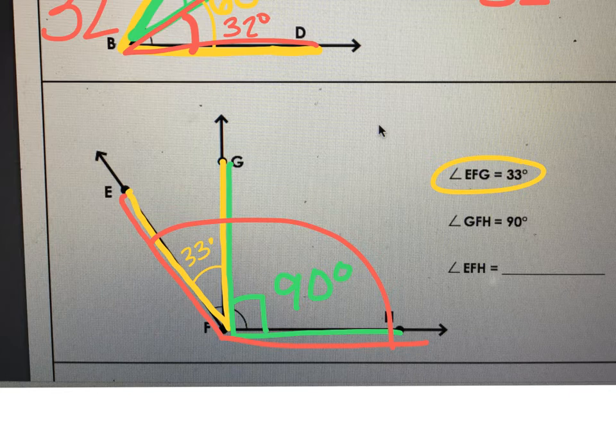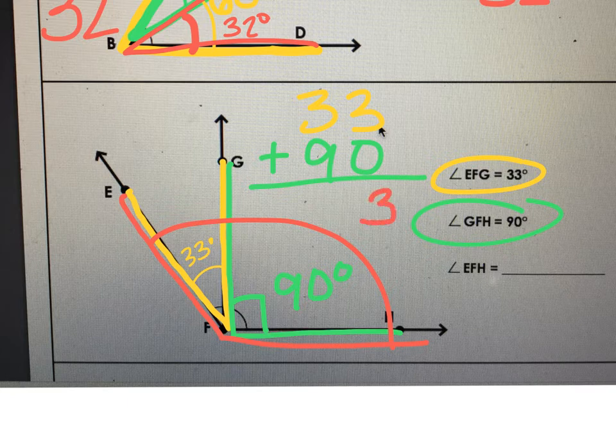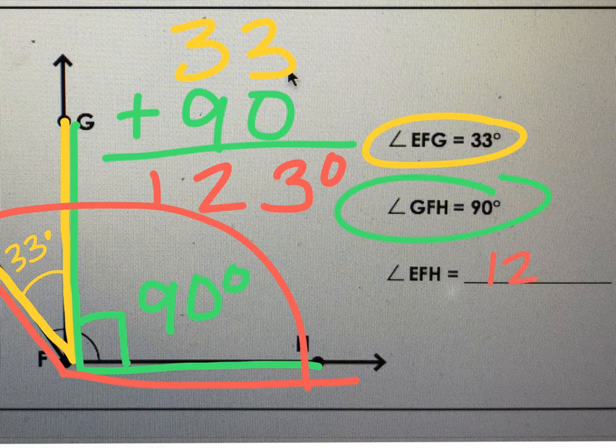So what could I do to figure out the angle of the large red angle? I know that the yellow is 33. I know that the green angle is 90. How do I figure out the large EFH angle? Yeah, I should just be able to add the two adjacent angles, right? So 33 plus 90 is 123. So angle EFH should be 123 degrees.